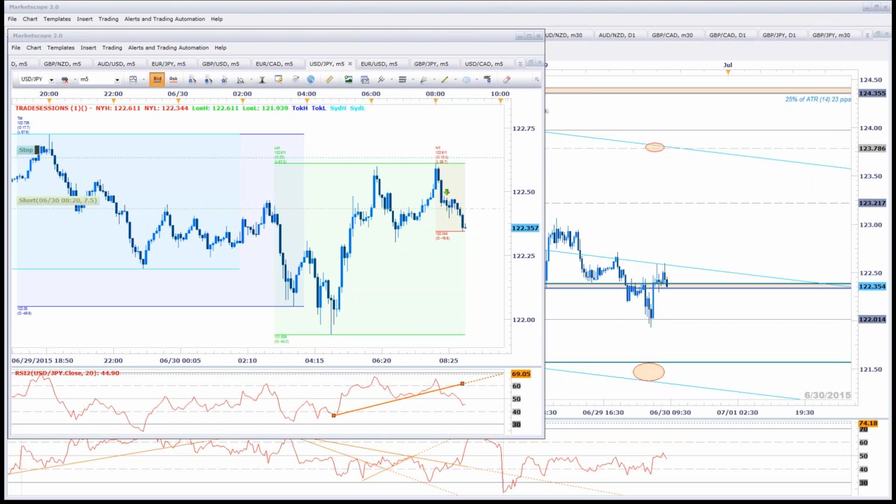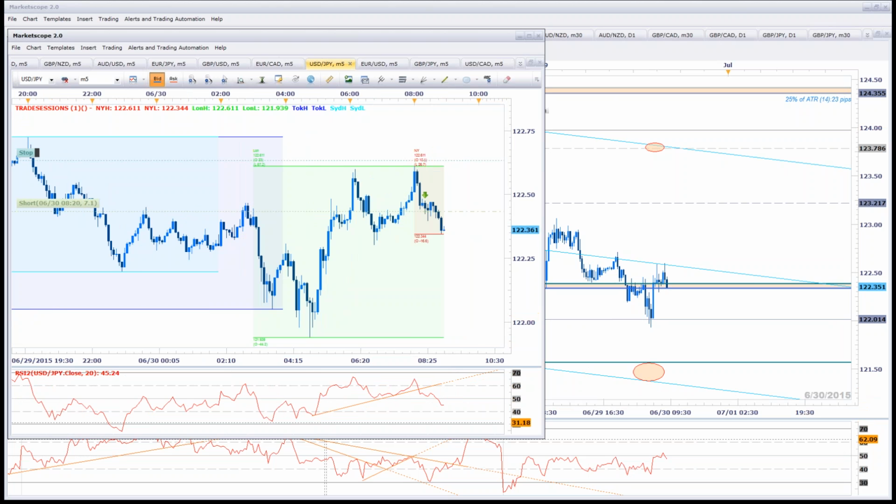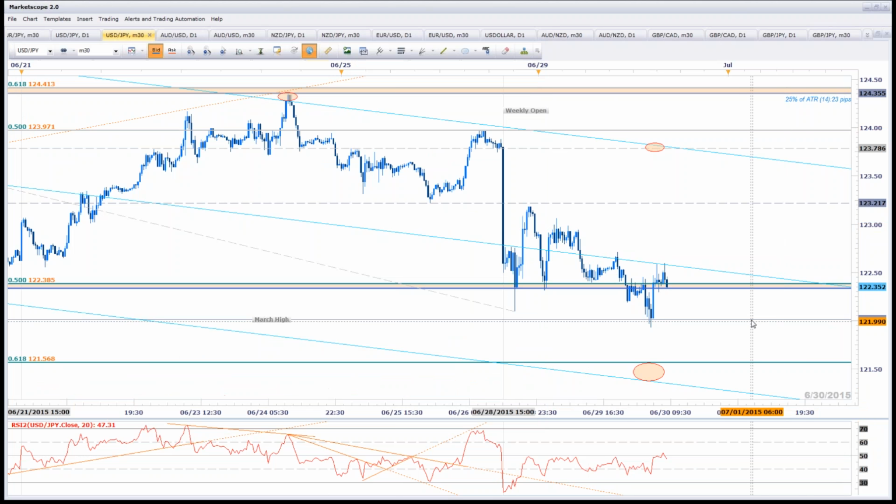Okay. So we'll let this simmer here again. We're looking for about 23 pips. We're up about 7 or 9 at this point. So we'll see if we can get that move.